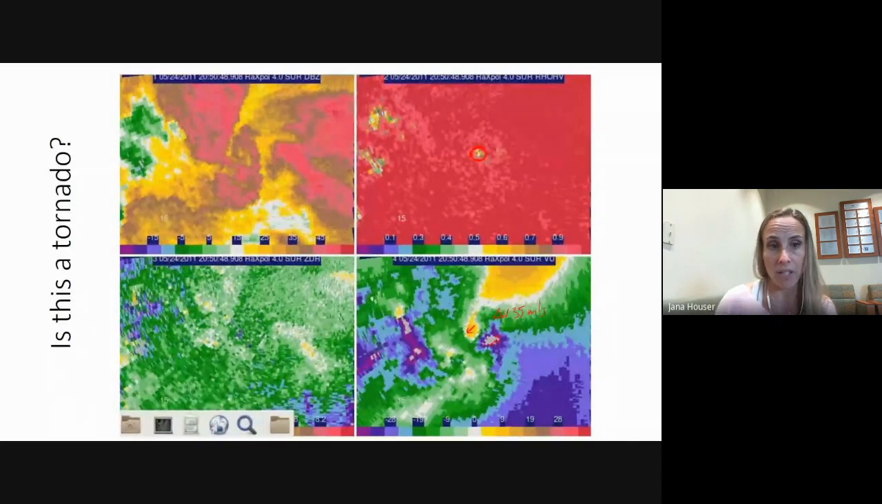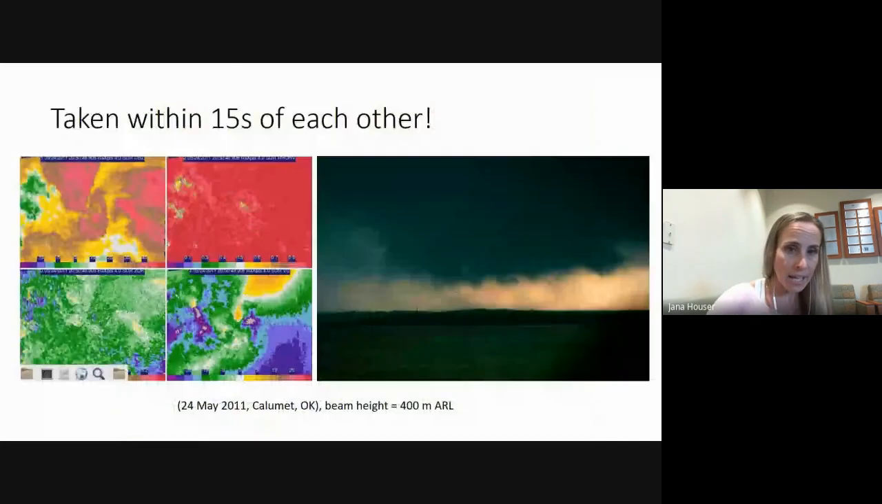So we have evidence of lofted debris. And this is what we see at the ground visually. So our eyes looking at this would not say there's a tornado happening. And yet we have evidence of lofted debris and a very strong couplet.